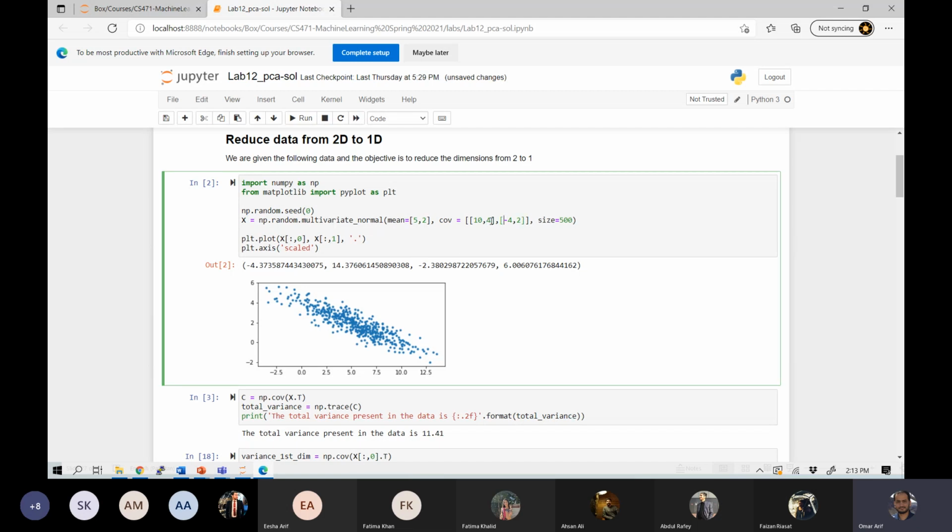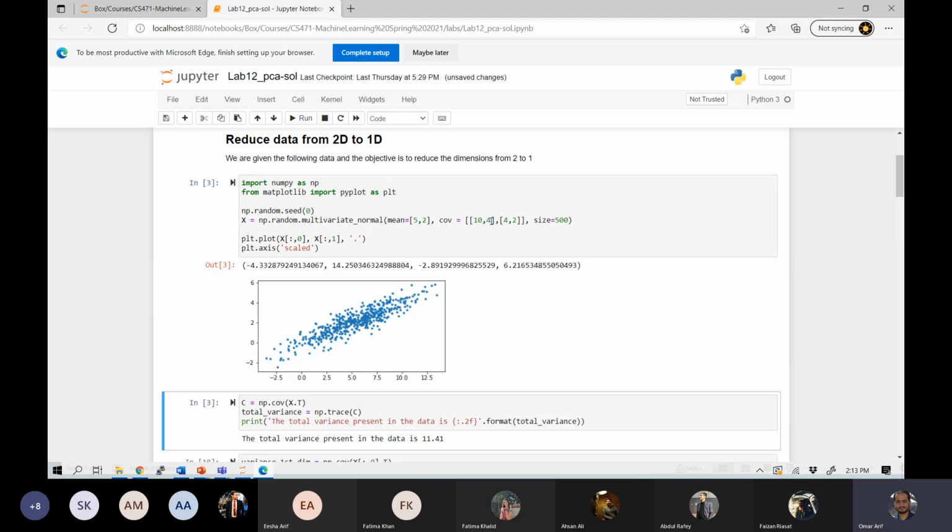But the problem given to you was something like that. They are positively correlated. The covariance is positive, so you get something like that. Now, as we discussed in the lecture, if we just want to keep the first one of the two axes, then the loss of variance would be much higher than if we do it intelligently using principal component analysis.